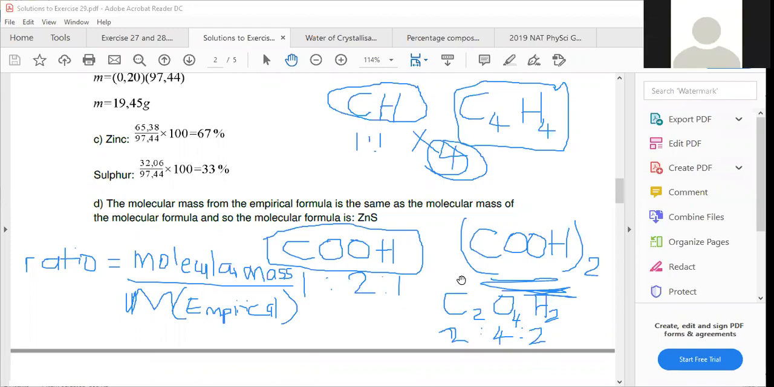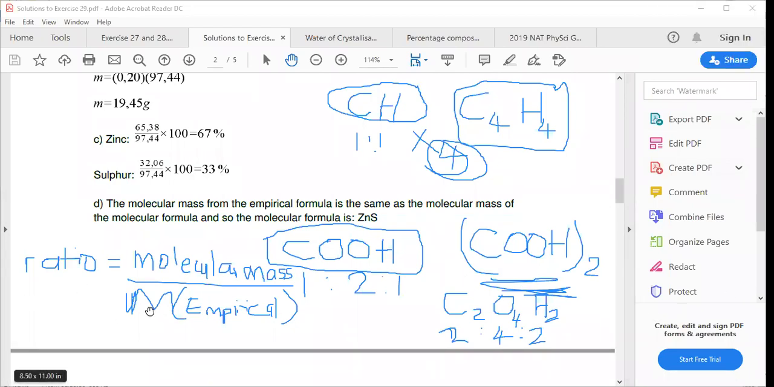Sir, what I'm saying is that you see the formula that you used, the ratios, to find the ratio. Yes. So you're saying the molecular mass will be given to us. Yes, it will be given to you. And then the one underneath, you have to find it. It's the molar mass of the empirical formula.